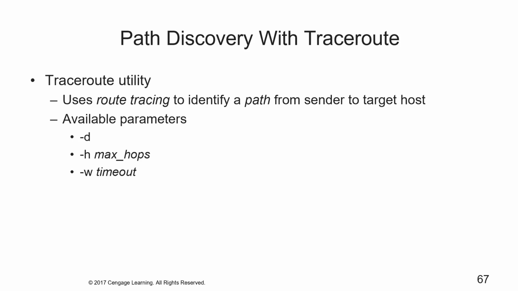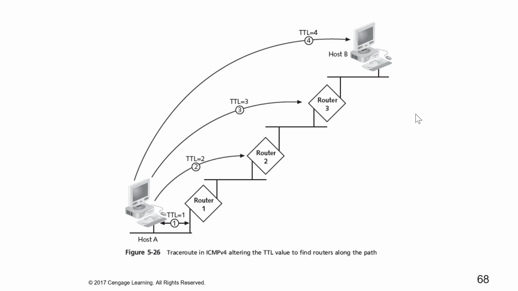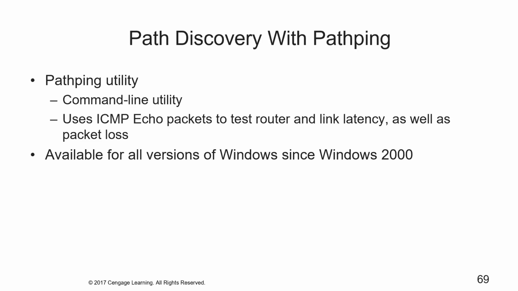And here's an example of Traceroute using ICMPv4 to find the various routers across the path to the destination host. So Pathping is another command line utility, and it uses ICMP echo packets to test routing link latency, as well as packet loss, and it's been available in Windows since Windows 2000.